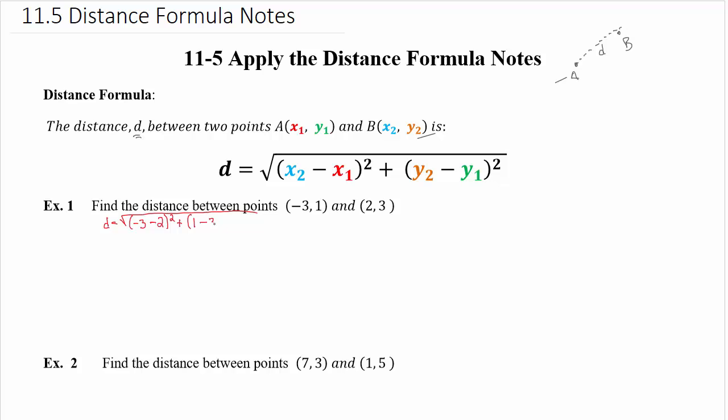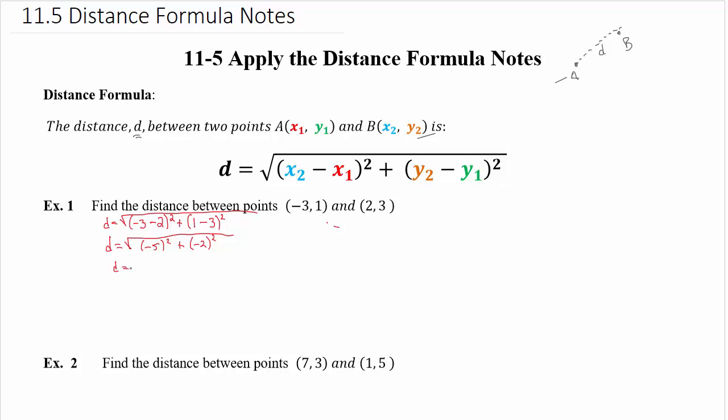Now be very careful when you do this. I've seen a lot of students do -3 minus 1 from the same point, but these are x's and y's. We have to subtract the x and the x, the y and the y. All right, now it's down to doing some computation. So, order of operations says we do inside parentheses first. -3 minus 2 is -5, squared, plus 1 minus 3 is -2, squared.